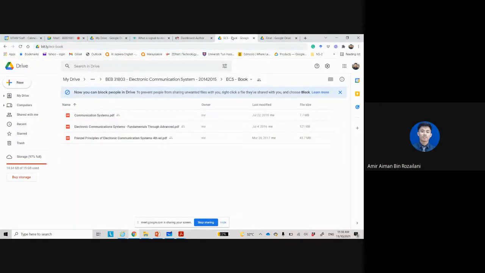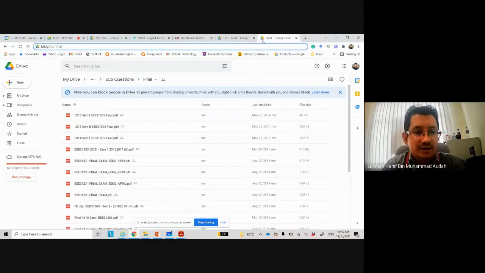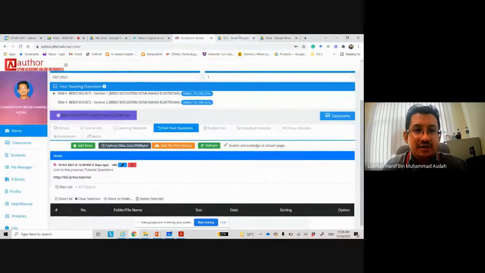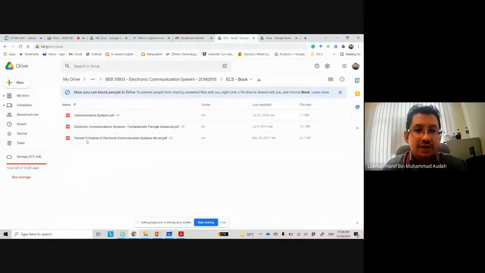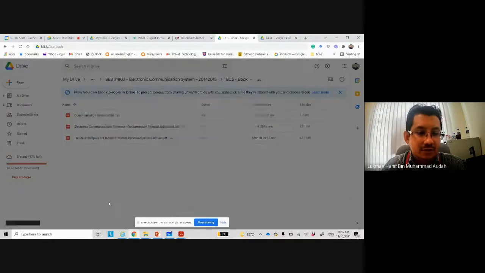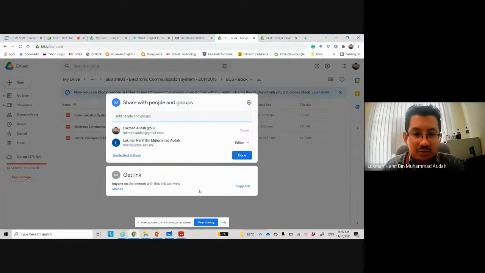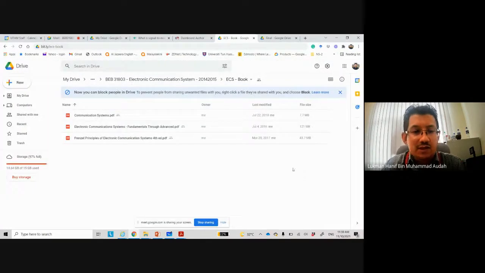Doktor, tak boleh doktor. Okay, tak apa. Nanti saya cuba test balik lah. Saya akan betulkan balik dia punya link ni. Sepatutnya dah boleh lah. Saya tak faham kenapa dia tak boleh. So anyone with the internet can view sebenarnya. So mungkin saya akan modify balik link tersebut lah.